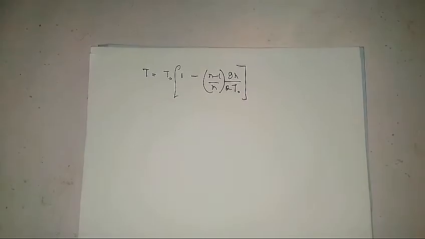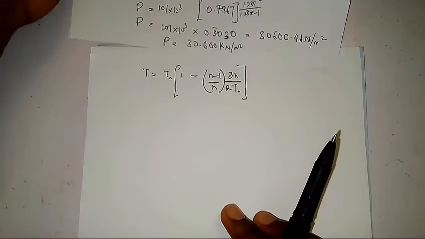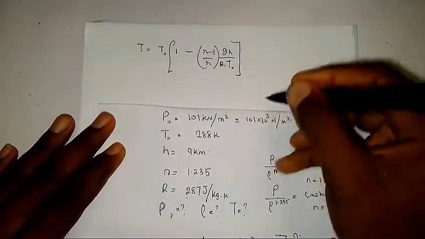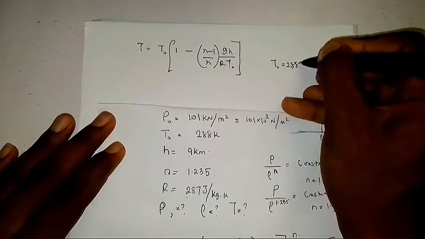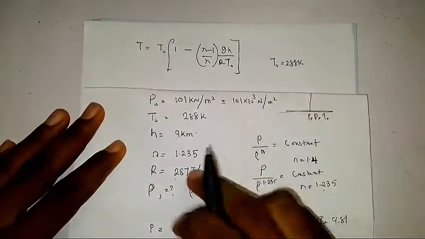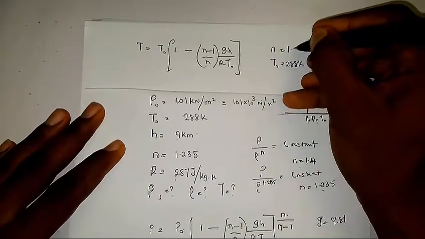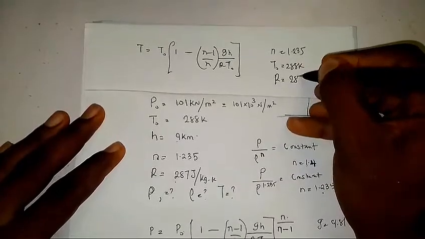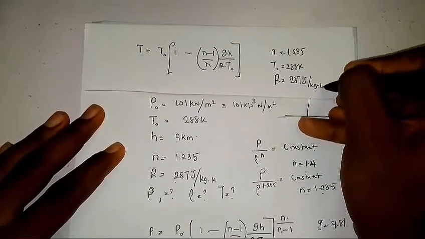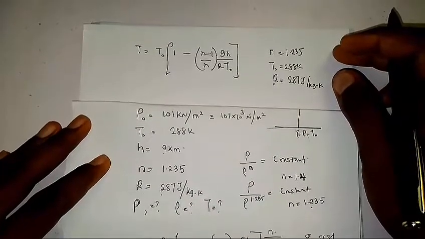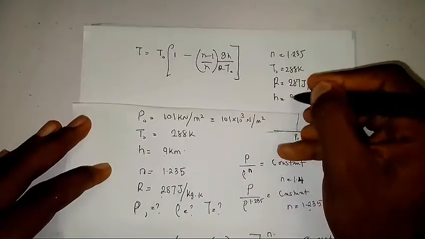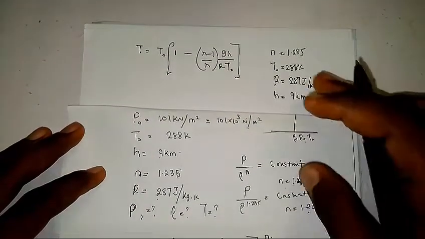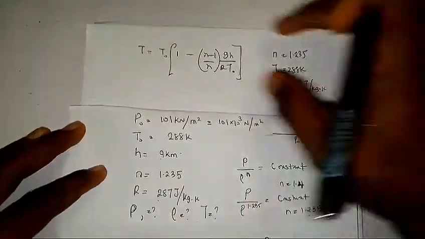So now let's calculate. They said we should calculate my temperature at the height of 9,000 meters. They basically gave me my initial temperature here, which is 288 Kelvin, and they gave me my polytropic constant, which is n equals 1.235, and they gave me my gas constant, which is 287 joule per kilogram per Kelvin. And what else did they give me? They gave me my height, which is 9 kilometer or 9,000 meter. So now we can just basically substitute and get our value.